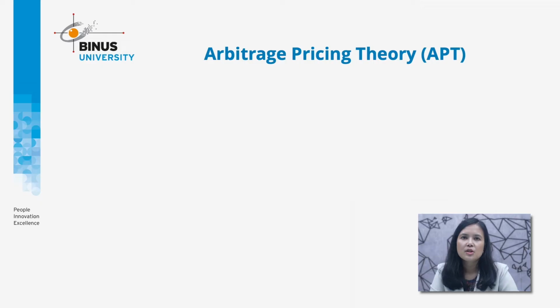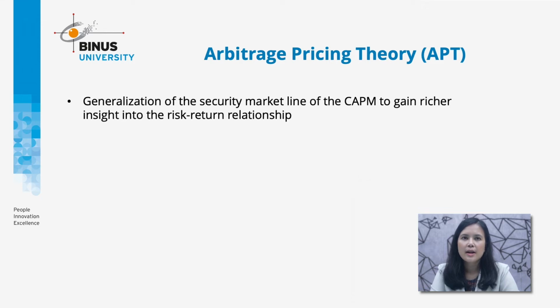Let's move to arbitrage pricing theory. It generalizes the security market line of the CAPM to gain richer insight into the risk-return relationship. The APT was developed primarily by Ross in 1976. It is a one-period model in which every investor believes that the stochastic properties of returns of capital assets are consistent with a factor structure.